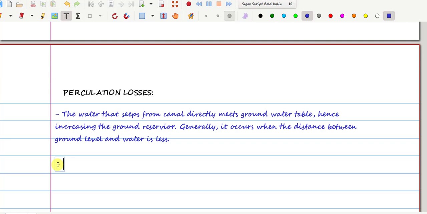So the next important point is the flow lines. These are the flow lines. Let me show you the flow lines.